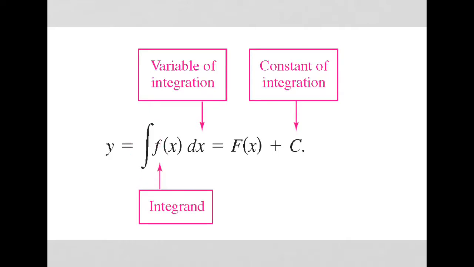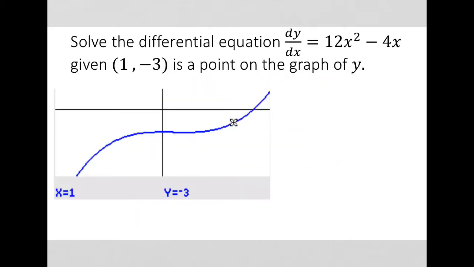It's telling you to integrate the function f of x, which is our integrand. We are integrating with respect to the x variable. That's what that dx is telling us. And we will end up with some antiderivative, big F of x, plus c, the constant of integration. So, we have always had that plus c up to this point, but now we're going to look at solving differential equations for specific solutions, which means I have a derivative here, dy over dx equals 12x squared minus 4x. I know it's a derivative because of that notation, dy over dx, and I am given a point, 1 comma negative 3, on the graph of y.